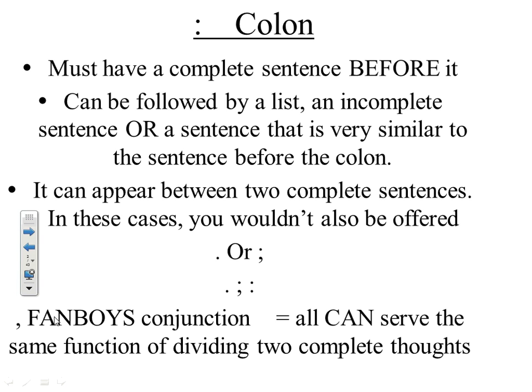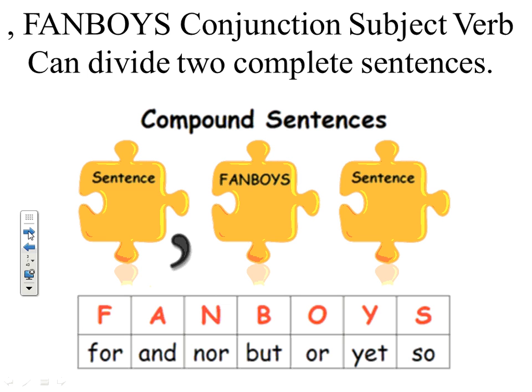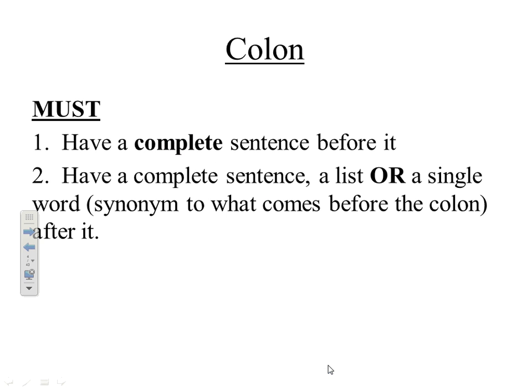Okay. And also, this is just a reminder that a comma and then a FANBOYS conjunction, which I'll show you in the next slide, those all serve the function of dividing two complete thoughts, two complete sentences. And the next slide is just a reminder of the FANBOYS conjunctions. So for, and, nor, but, or, yet, so. They're really only going to care about and, but, and or primarily. Those are the ones they care the most about.